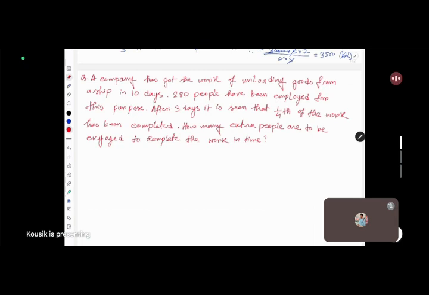A company has got the work of unloading goods from a ship in 10 days. 280 people have been employed for this purpose. After 3 days, it is seen that one-fourth of the work has been completed. How many extra people are to be engaged to complete the work in time?